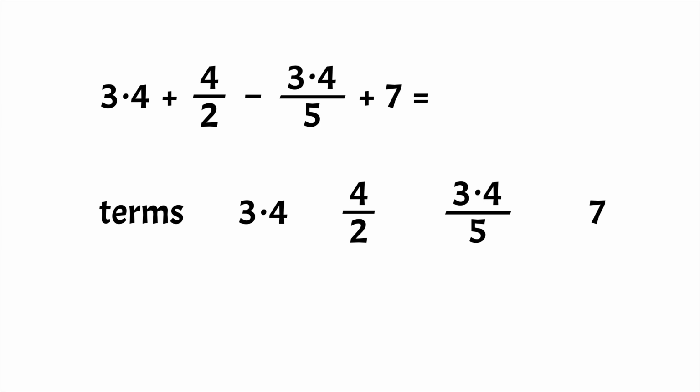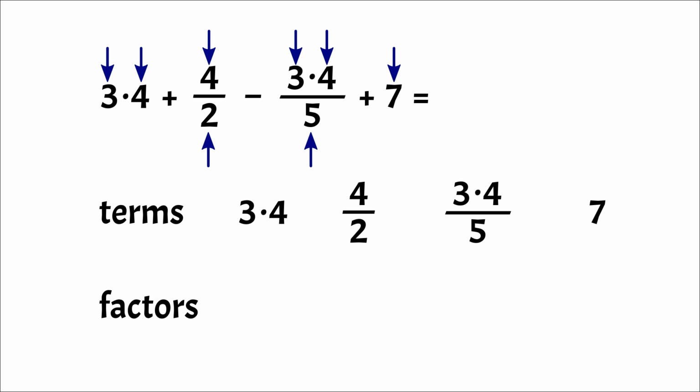Thus the familiar order of operations. We multiply and divide numbers inside the terms first, and only then we add or subtract the terms. By the way, those numbers inside a term are called factors. Thus, the first term has 2 factors, 3 and 4.